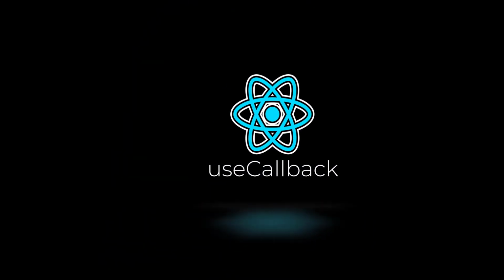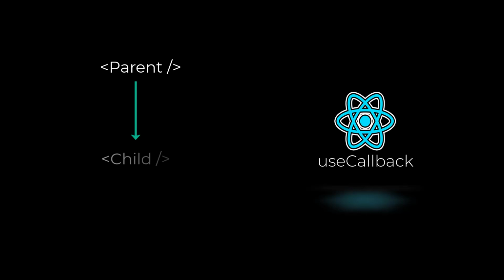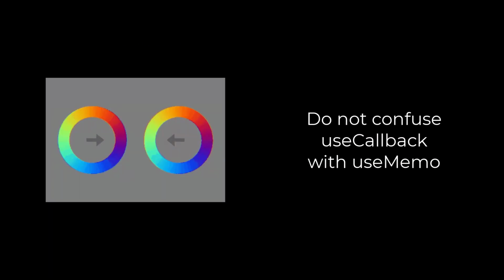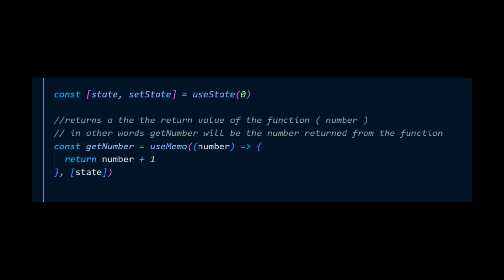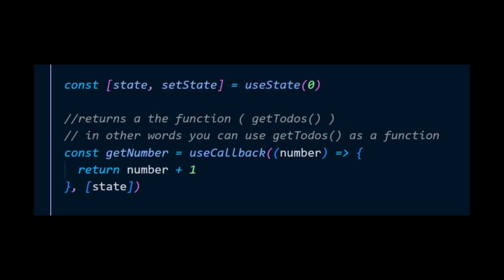useCallback, a hook used for memoizing functions to prevent unnecessary re-renders of child components. Not to be confused with useMemo, where useMemo memoizes the return values of functions, useCallback memoizes the entire function.